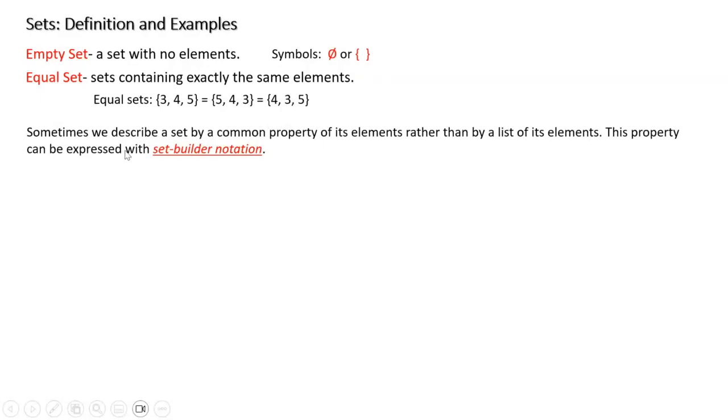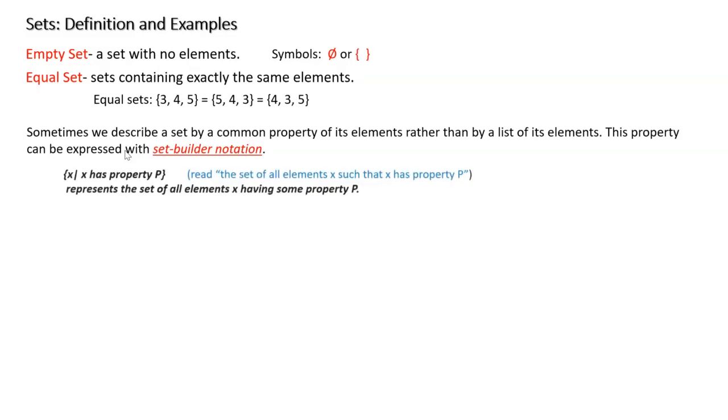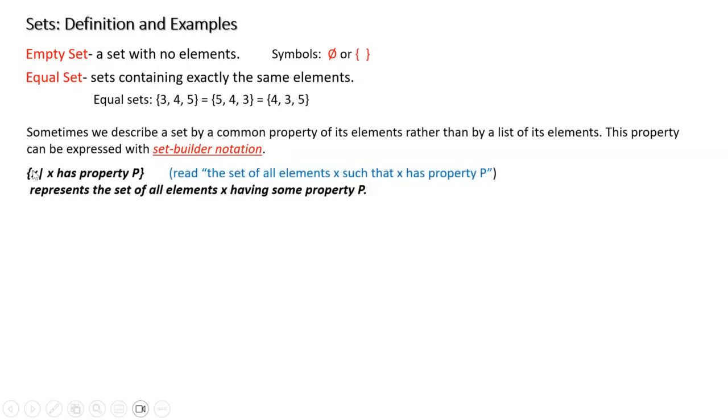Now, sometimes we describe a set by common properties of its elements rather than by a list of its elements. This property can be expressed with set builder notation. Here it is. This is how you read this: the set of elements x such that x has a property p. Let me break it down for you guys.